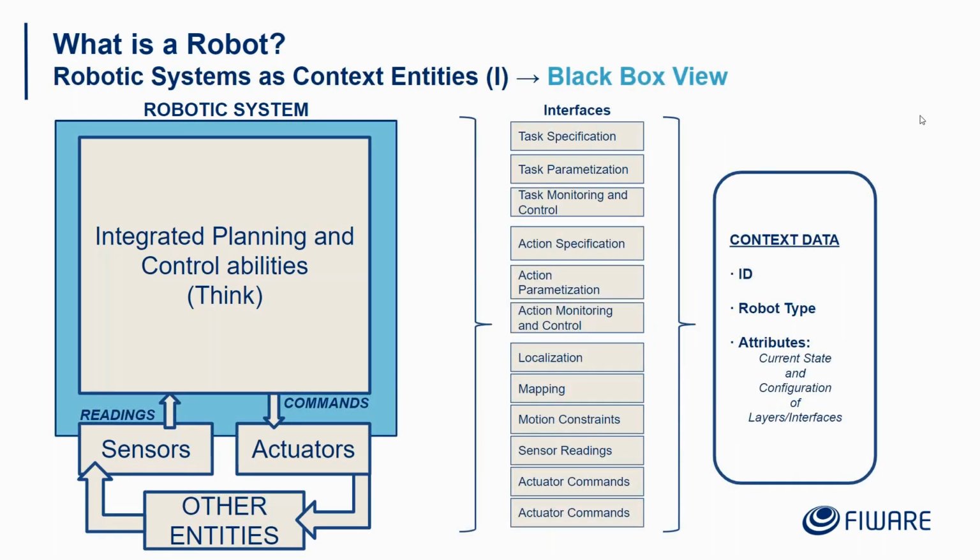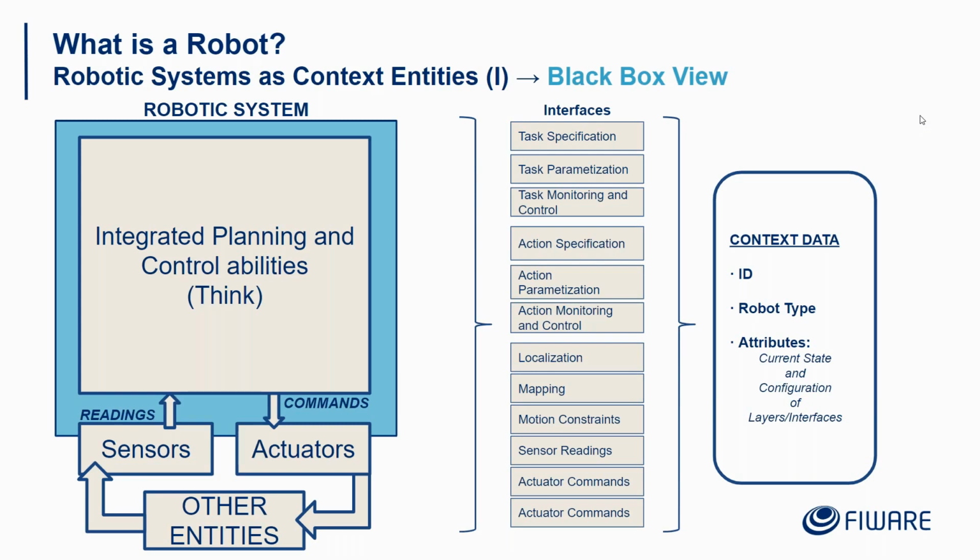This view, the view we described before, connects with the architectural pattern named the black box view or system view, in which we deal with the robotic system as a whole, and we need a set of interfaces, a set of modifications, or a context data model that we can use from this robot.